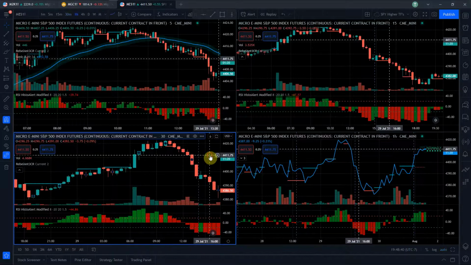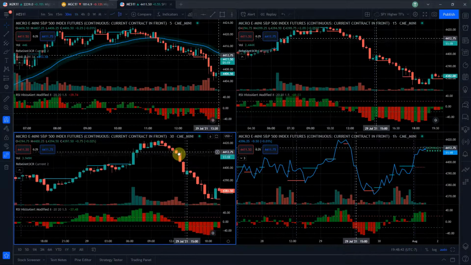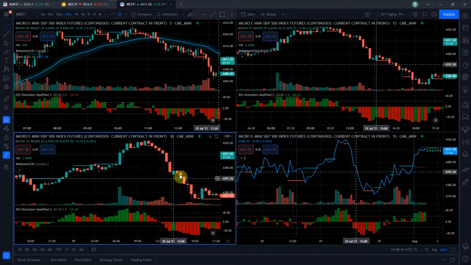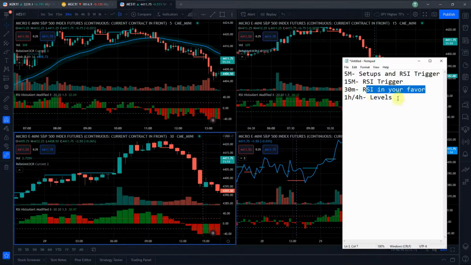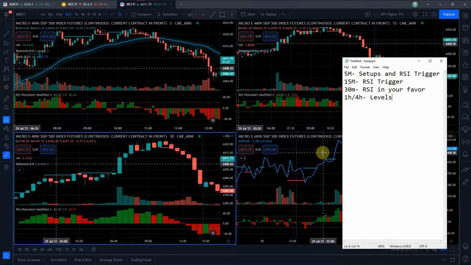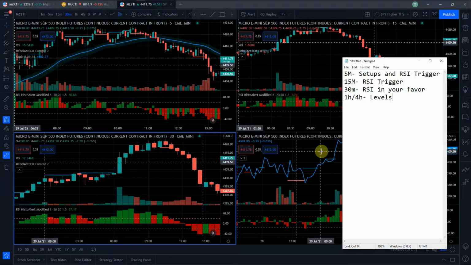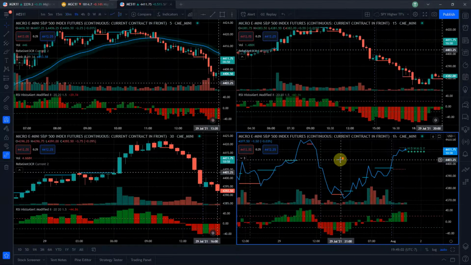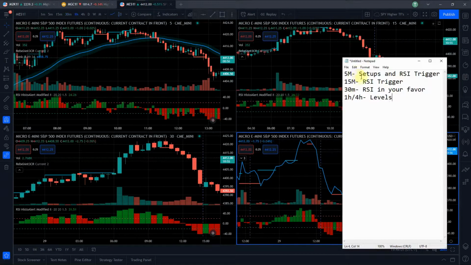So I chose an example that happened a bit ago on gold, and I'll elaborate on this RSI in your favor. And then 1 hour and 4 hour, my levels. So I'll also explain how I'm looking for levels. I think I explained it in the last video, but I'll go over it again anyways, just because I think it's extremely important. So how does the hierarchy go in terms of going from one time frame to the next?